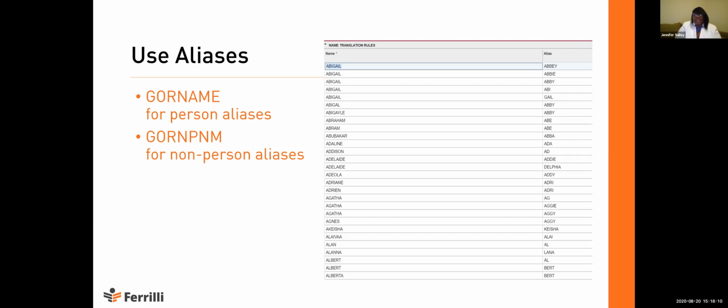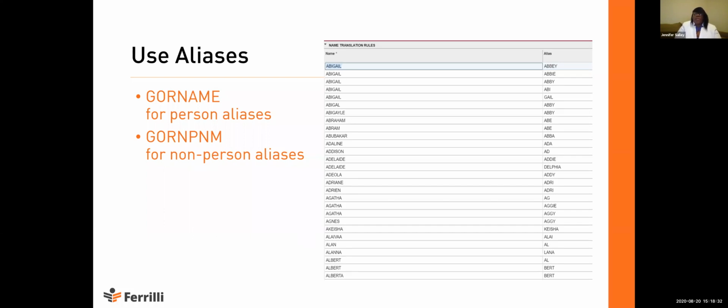What it does is it allows the institution to list out possible aliases for common names. For example, my name is Jennifer, of course, but I can go by Jen, I can go by Jenni, I can go by Jennie or Jenny.